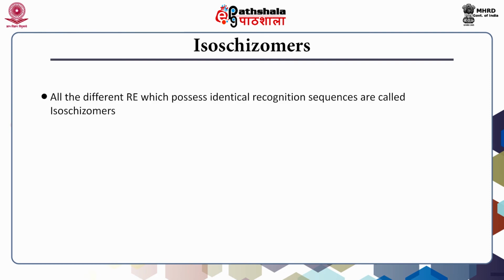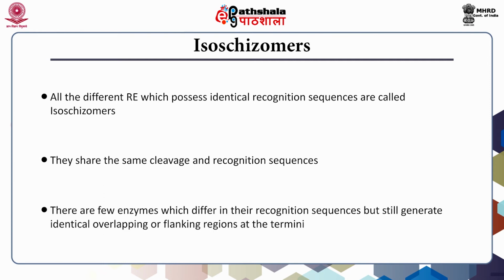Isoschizomers. All the different restriction enzymes which possess identical recognition sequences are called isoschizomers. They share the same cleavage and recognition sites. There are a few enzymes which differ in their recognition sequences but still generate identical overlapping or flanking regions at the termini.